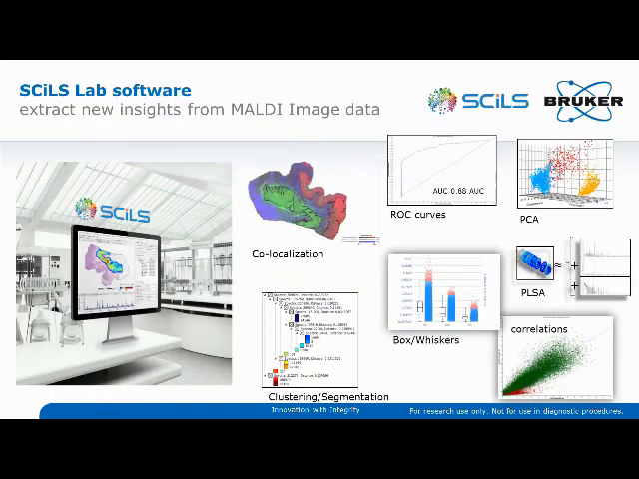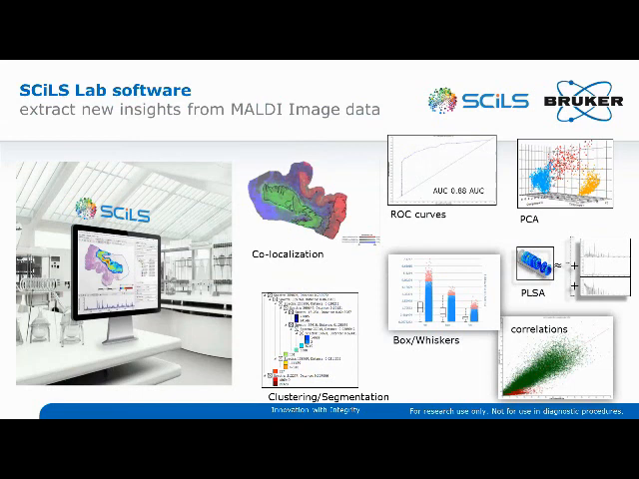So the real component of MALDI imaging that lends its power is being able to take these, in many cases, hundreds of thousands of spectra and render those data into useful information. And what Bruker offers is SCiLS Lab software. This is produced by SCiLS, and it reads in Bruker data, and it offers a complete statistical suite of tools that we can apply to our data. Just a subset of those tools is shown here on the screen.